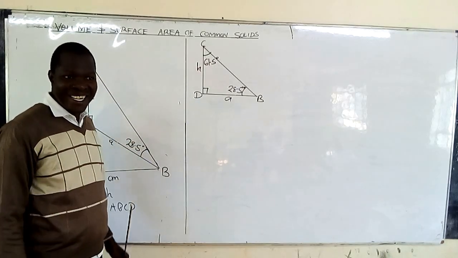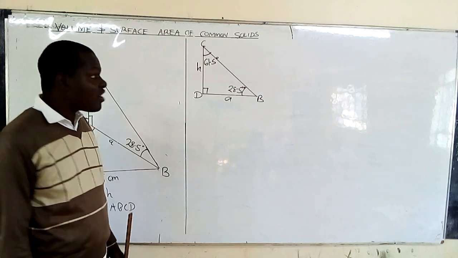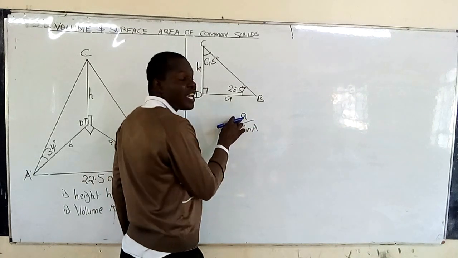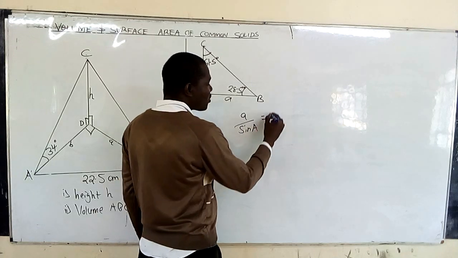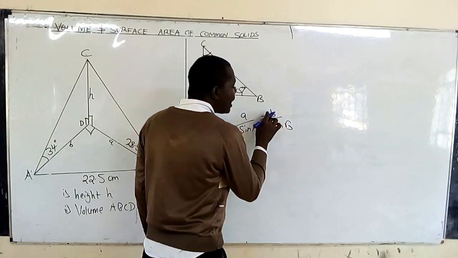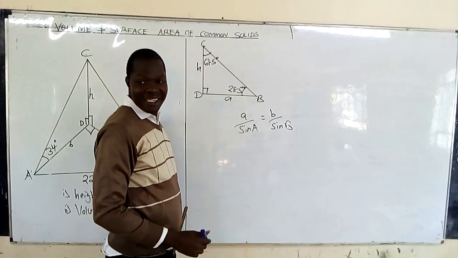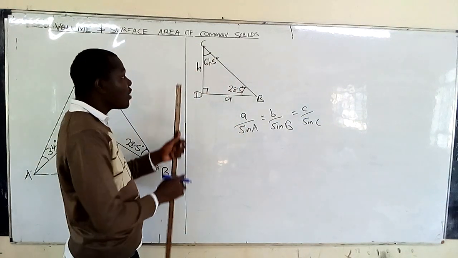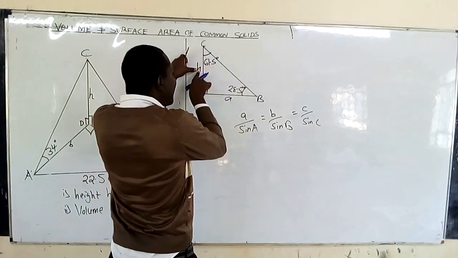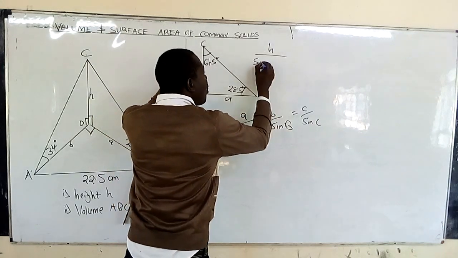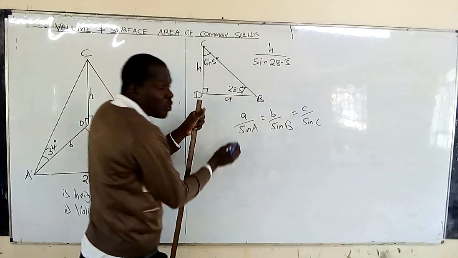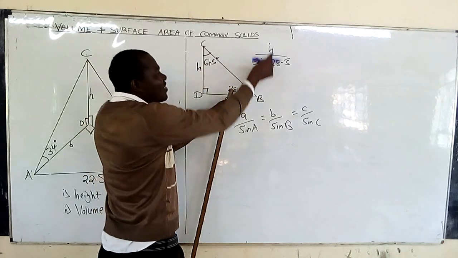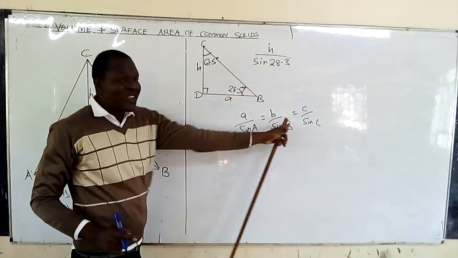Now, you can get the relationship of these sides with the sine rule. The sine rule says that side a over sine of angle A, if a is the opposite side of angle A, is equal to b over sine B, is equal to c over sine C. So here, the side edge is going to be edge over sine 28.5 degrees, because the opposite side of 28.5 degrees is edge.